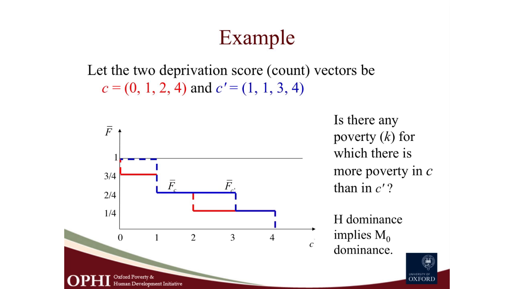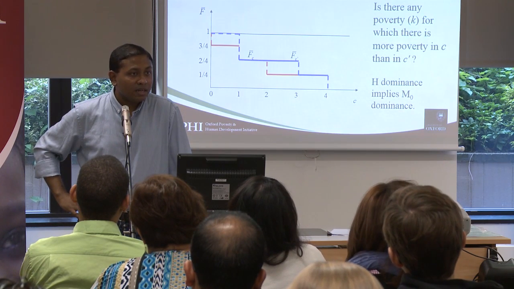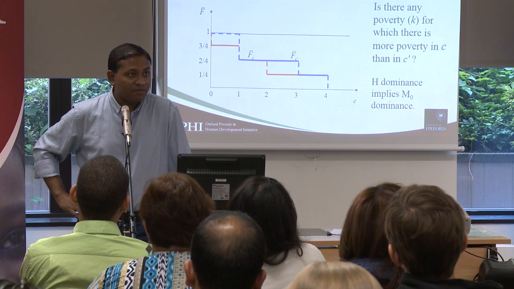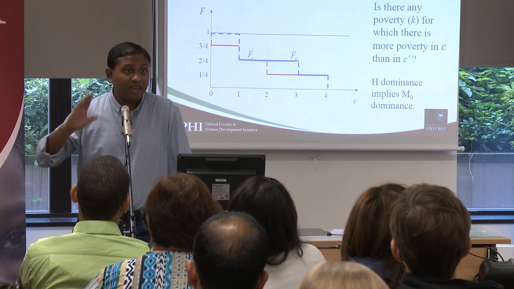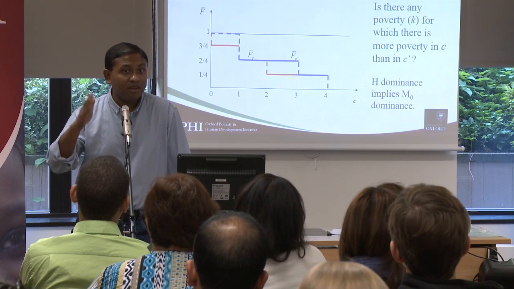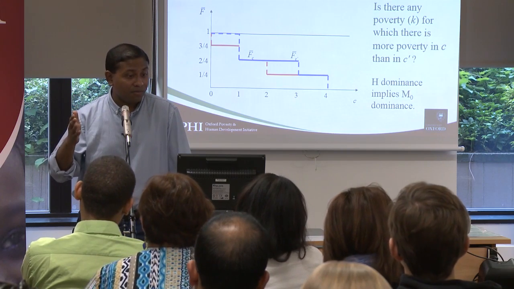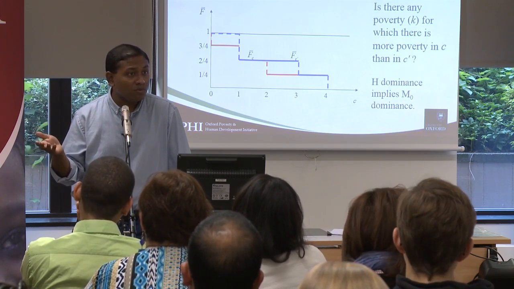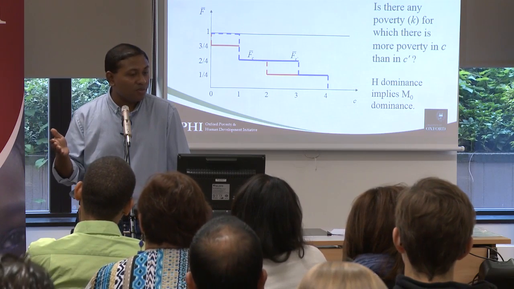If you have, say, k equal to 0.5, how many of them are poor in red? One poor in the red distribution. If you have k equal to 0.5, that means you identify those with a deprivation score of 3 of them. In distribution blue, all of them. So higher for this particular poverty cutoff.